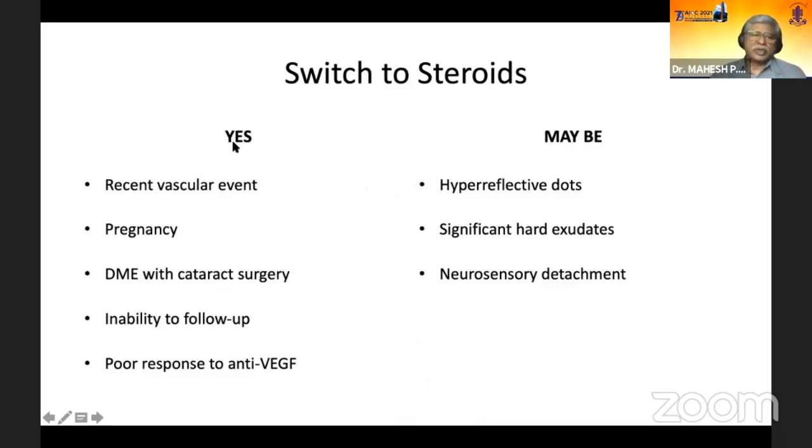So when would I switch to steroids? If there was a recent vascular event, if the patient is pregnant, if there is DME with cataract surgery, if the patient is unable to follow up closely, and poor response to anti-VEGF. And maybe I will switch to steroids if there are hyperreflective dots, significant hard exudates, and neurosensory detachment, because there is some evidence to say that with the presence of these factors, the patients respond better to steroids.